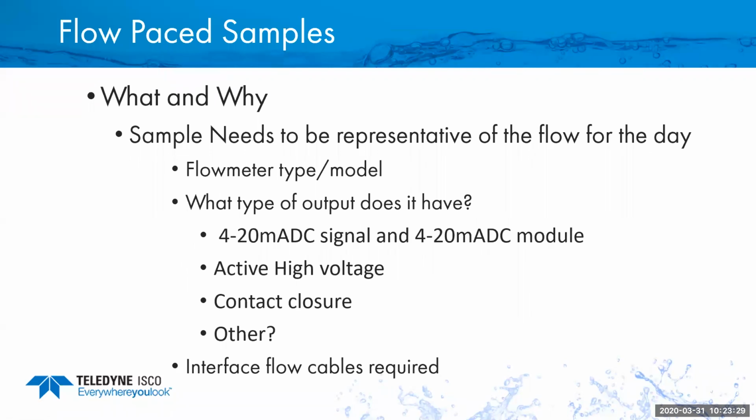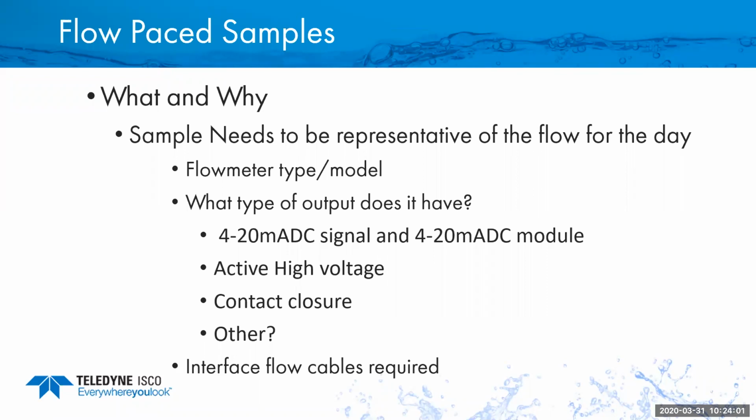Flow meter. Another thing you really need to know is what type of flow meter you're bringing the signal in from. What output signals does that flow meter have? Common ones that we see are a 4 to 20 milliamp signal, active high voltages, and contact closure, and there are other forms as well. We call all of those flow pulses.